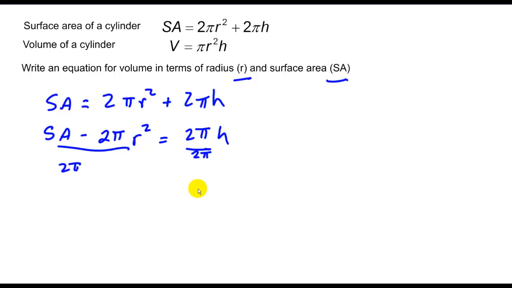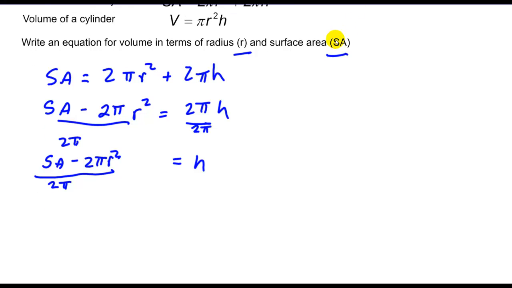Thus, I've got h equaling the surface area minus 2 pi r squared over 2 pi. Now, the problem's not done because initially we were asked to write the equation for volume in terms of my radius and my surface area. Well, here's my volume equation. I have volume equals pi r squared and h. But h now is expressed as the surface area minus 2 pi r squared over 2 pi.